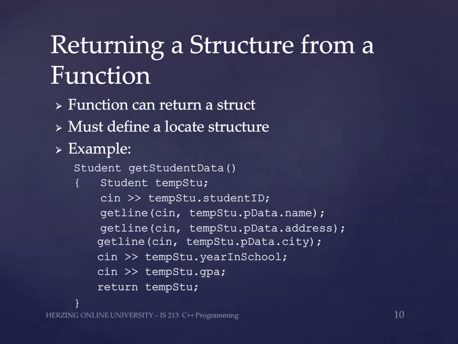Returning a structure from a function. A function can return a struct. So if you have student getStudentData, that's the prototype, and then the call to that would be stu equal getStudentData. The function must define a local structure for internal use, for use with the return statement. This example on slide 10 shows you how to use a function to return a structure. So you've got your student structure tempStu, and notice at the end how it has been returned using the return statement.